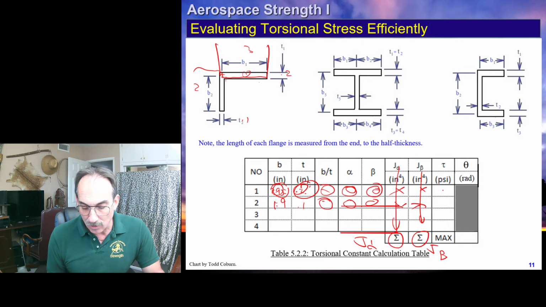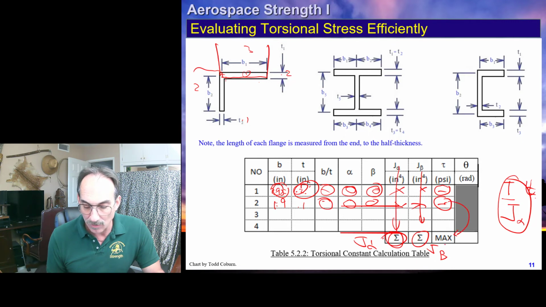We can now calculate our stress in each flange. What we're going to do is take the total torque on the section, divide by the total J of the section, and if we're doing shear stress, we're going to use J alpha, this value. We then multiply this quantity, which is the same for both of these, by the thickness of the first one, and then for the other one, it'll be multiplied by the thickness of that flange. The max shear stress is not adding these together. It's whichever of these two values is maximum.